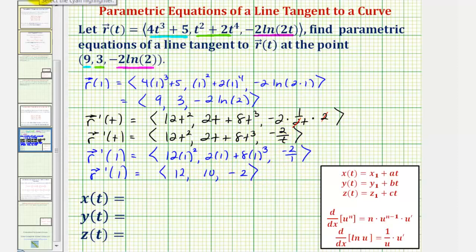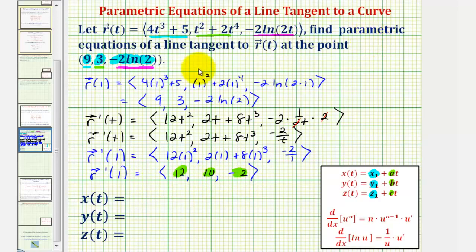Now we have all the information we need. Again, the point of tangency will give us x₁, y₁, and z₁, which we know is 9, 3, and -2 ln 2. And the components of the tangent vector give us our directional numbers, which are a, b, and c. So a is 12, b is 10, and c is -2. Of course, these are not unique. We could use any scalar multiple of this vector for our directional numbers.